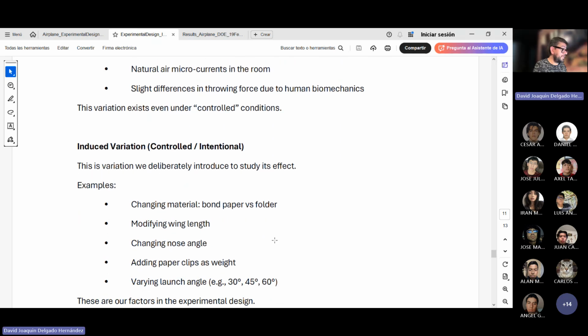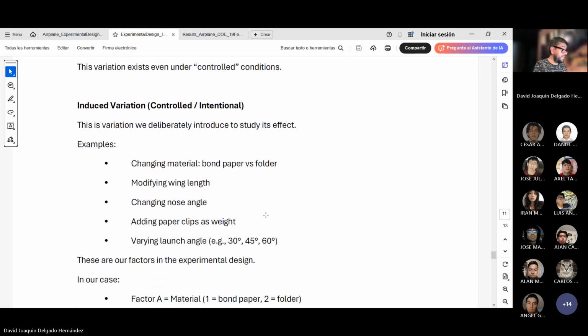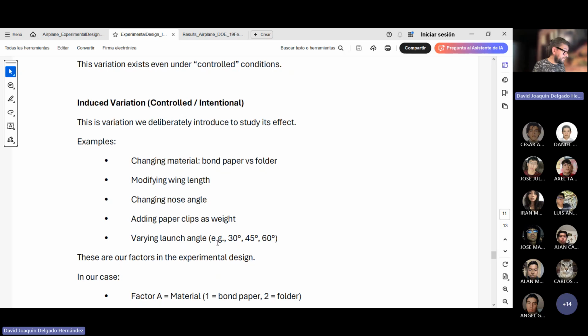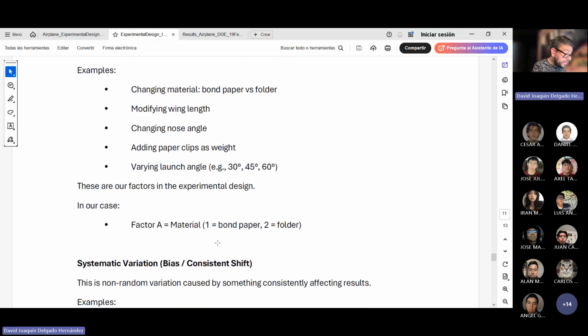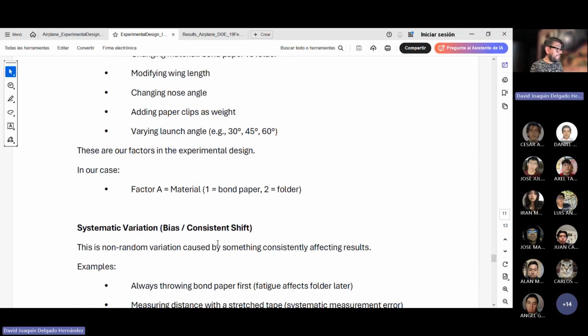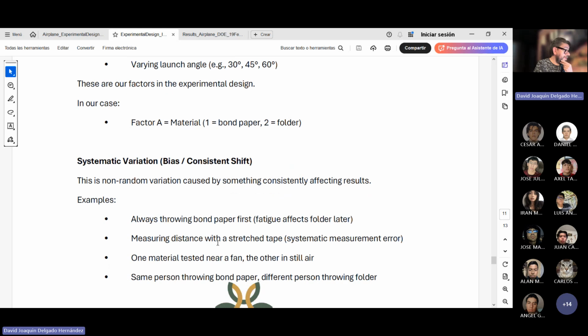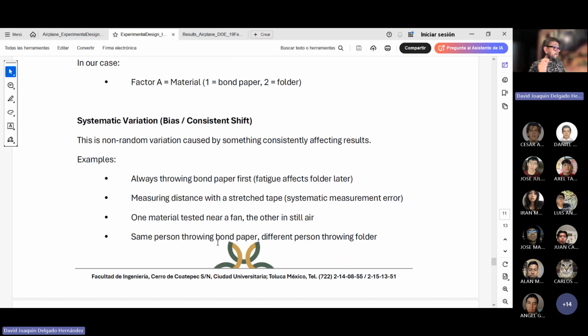The induced variation: changing the material, modifying the wing length. I am controlling that, okay? Adding paper clips as weight, varying launch angle, 30, 45, 60 degrees. And then I can have a systematic variation, always throwing bond paper first.